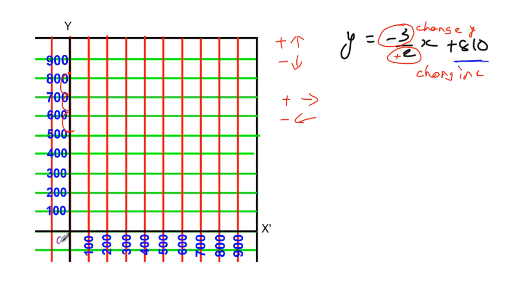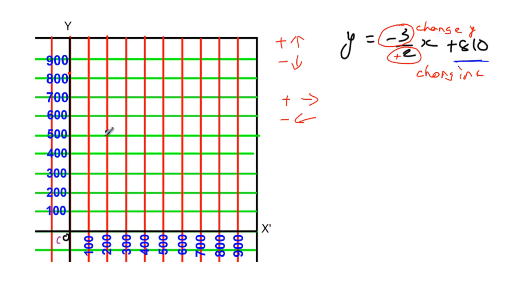So here we have 0 value, right? So 1 step is 100 and 2 step is 200. So basically I can say another point that I got is over here. And same way let's find one more point.